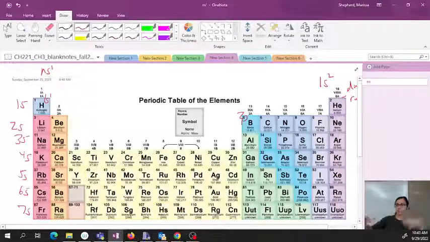And of course, what do you notice? As you go down, these shells are increasing, so we're physically adding more shells. That means not only is our radius getting larger, but what can we say about the reactivity?